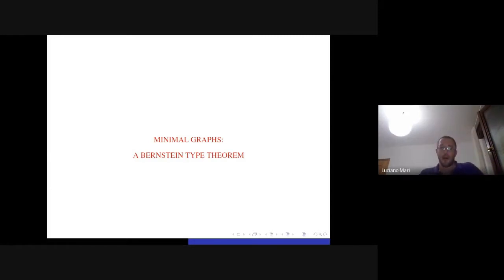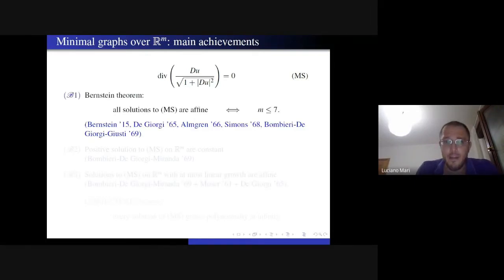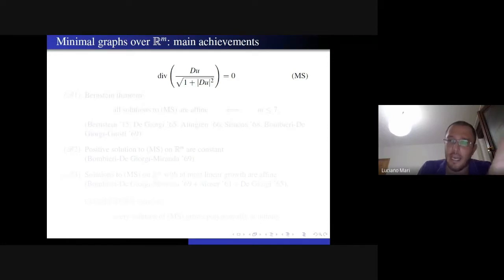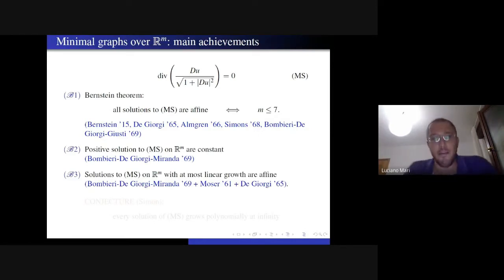Right. The first result is a Bernstein type theorem for graphs which are minimal. And I start by recalling the main achievements in the case where the underlying horizontal manifold is Euclidean space. There are three. This first part of the talk will contain a lot of open problems that I believe to be very interesting. Some of them are really challenging. I first detail the following three results.